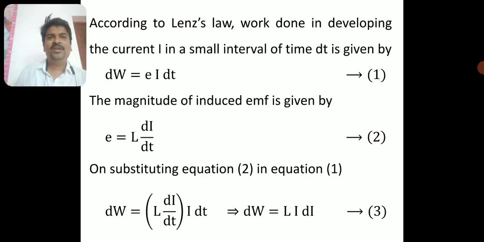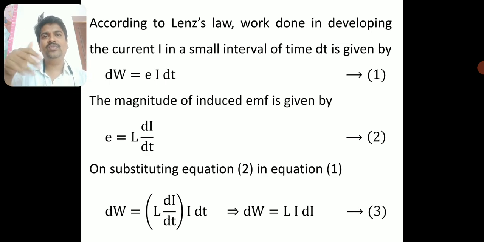Now, according to Lenz's law, what must be the work done in developing the current in the circuit for a small interval of time dt? You need to do the work against this back EMF to establish the current in the circuit. So what is the value of the back EMF? The back EMF is E, the induced EMF which is developed in the coil.